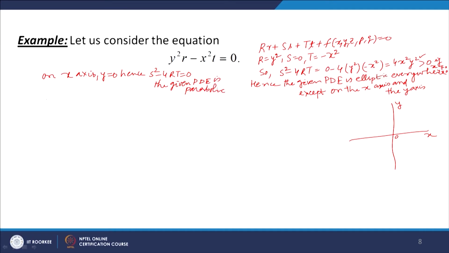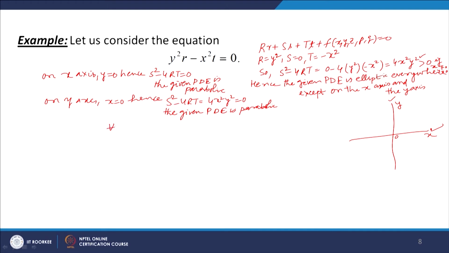Okay, same thing happens on the y axis. On the y axis, x is equal to 0, hence s square minus 4 r t, which is 4 times x square by square, is 0. So again the given PDE is parabolic on the x axis and on the y axis, and elsewhere it is hyperbolic.